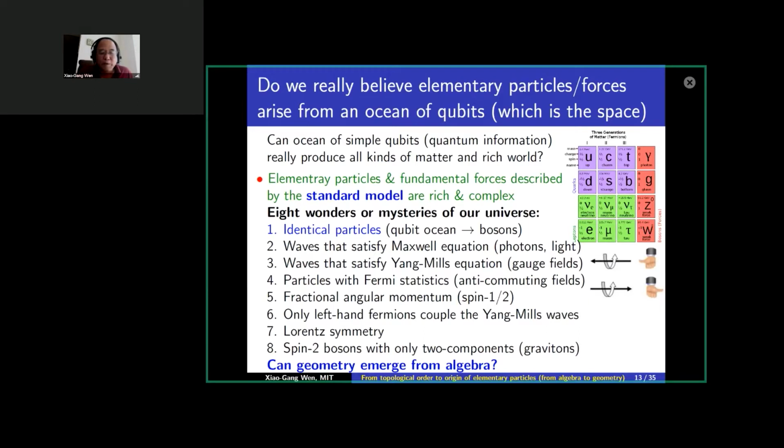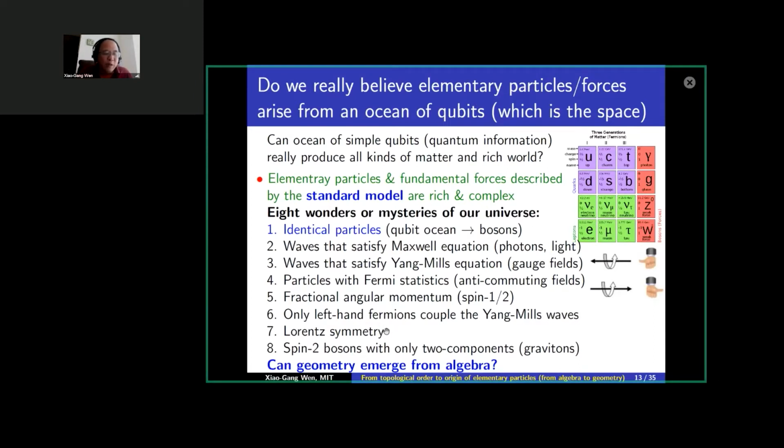In Fermi statistics, these particles are also described by waves, but it's a very strange kind of wave. We have to assume the amplitude of the wave is described by an anti-commuting field. It's really, really strange. Those Fermionic particles also carry fractional angular momentum, like spin 1/2, which is also very strange. And we have right-hand fermions and left-hand fermions, and only the left-hand fermions couple to the Yang-Mills waves, while the right-hand fermions do not couple to that.